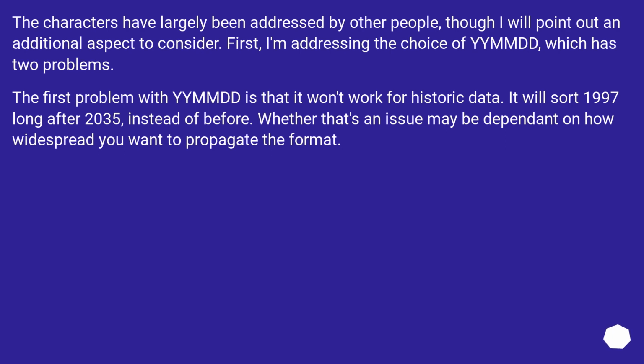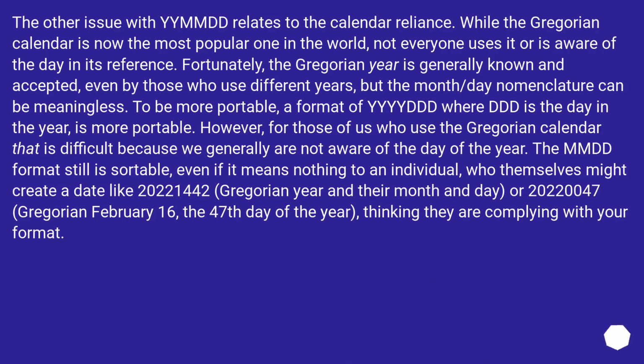The characters have largely been addressed by other people, though I will point out an additional aspect to consider. First, I'm addressing the choice of YYMMDD, which has two problems. The first problem with YYMMDD is that it won't work for historic data. It will sort 1997 long after 2035, instead of before. Whether that's an issue may depend on how widespread you want to propagate the format.